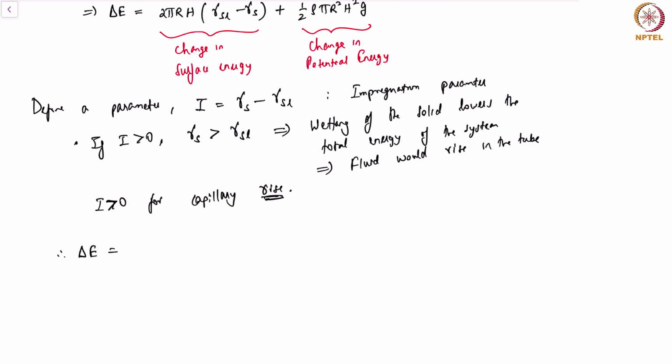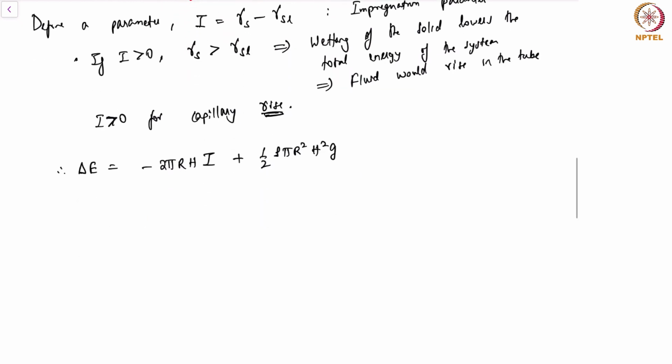the energy, and the energy now becomes 2 pi R H times I plus half times rho pi r square h square times g. So if you look at this expression for delta E, it has two parts. One part basically is negative, that is with the h term, and so for very, very small h, you would expect that the fluid would rise up, right?